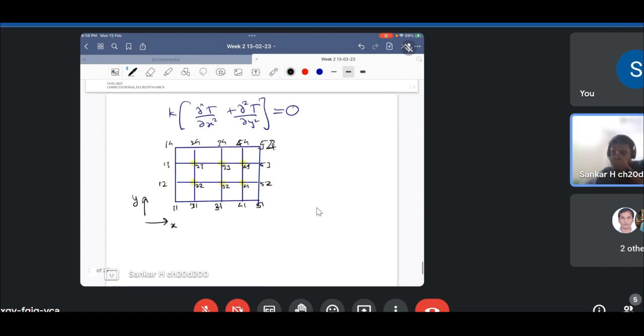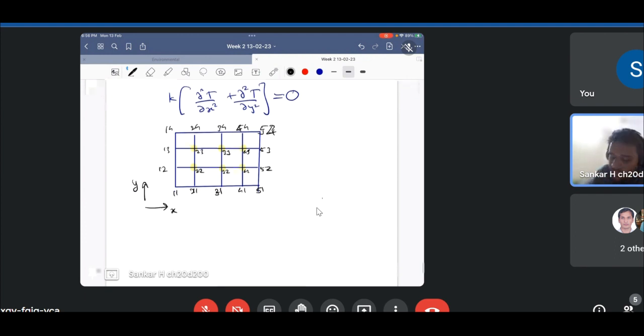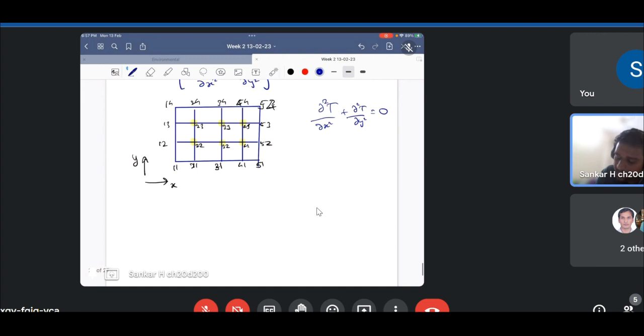Yeah, sorry about that. So right now we know what the equation is. When we simplify this, we get the equation del square T by del x square plus del square T by del y square is equal to 0. Therefore, discretizing this, we get T(i+1,j) minus 2 T(i,j) plus T(i-1,j) by delta x square, plus T(i,j+1) minus 2 T(i,j) plus T(i,j-1) by delta y square, should be equal to 0.